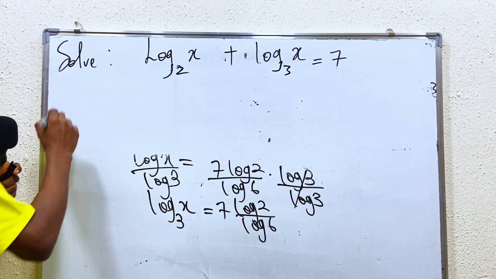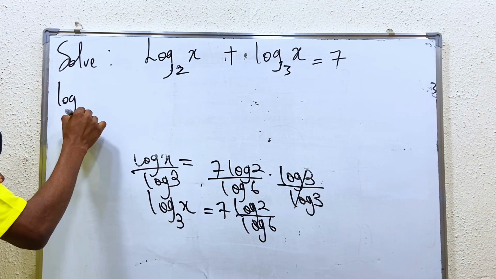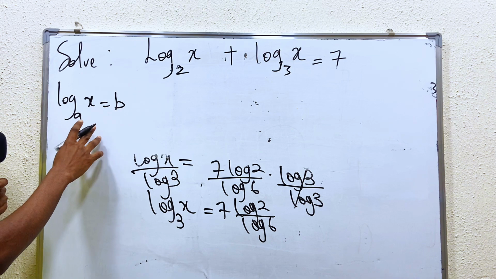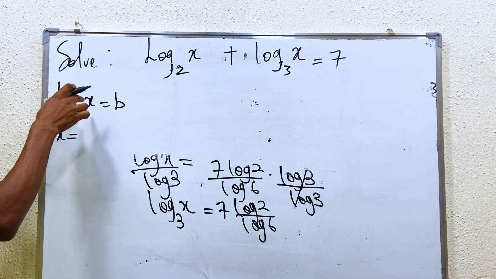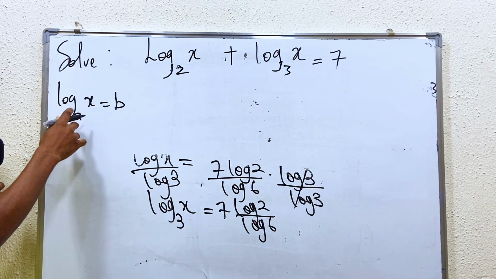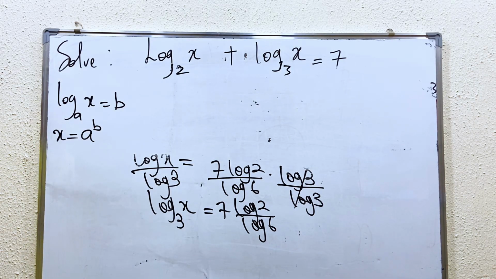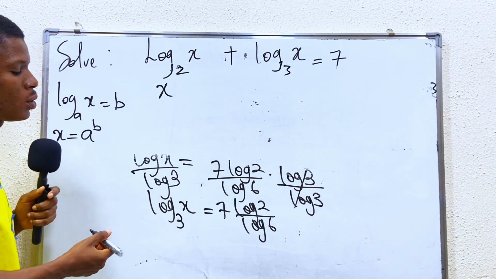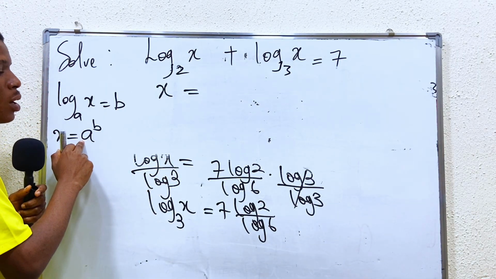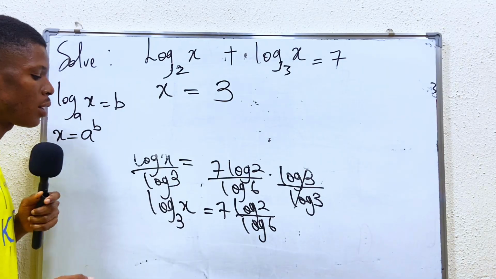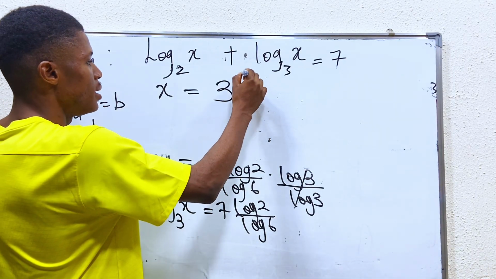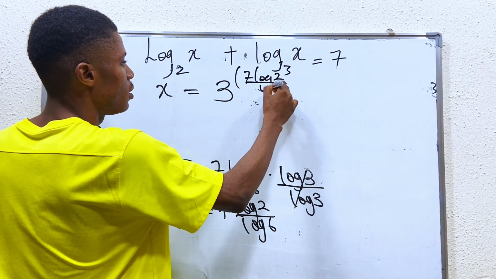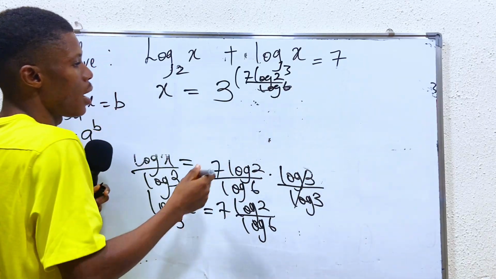We recall one of the rules of logarithm: when you have log of base a of x equal to b, from the definition of logarithm, this means that x is equal to a raised to the power b. The logarithm asks how many times the base will be raised to get the number. Here the base is 3, and the number is x, so x is equal to 3 raised to 7 log 2 over log 6.